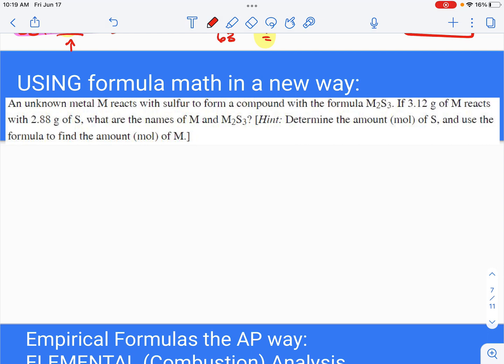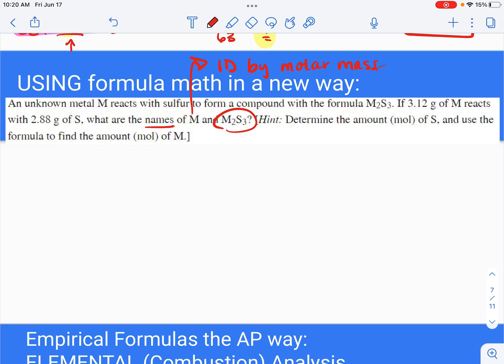So they want to know, we have an unknown metal, and 3.12 grams of it react with 2.88 grams of sulfur to form this compound. And they want to know the name of M. So this means we need to identify it, and we're going to identify it by finding the molar mass. So we're going to look for the molar mass of that element on the periodic table to figure out who it is.